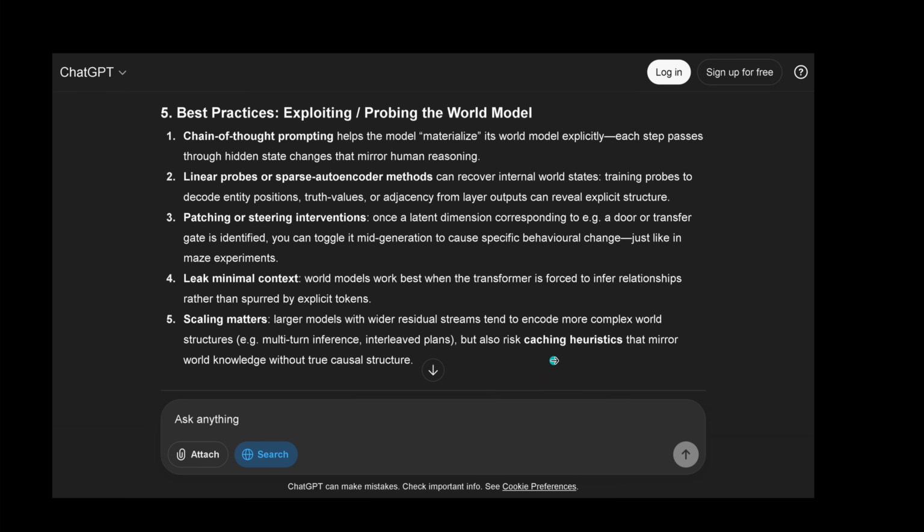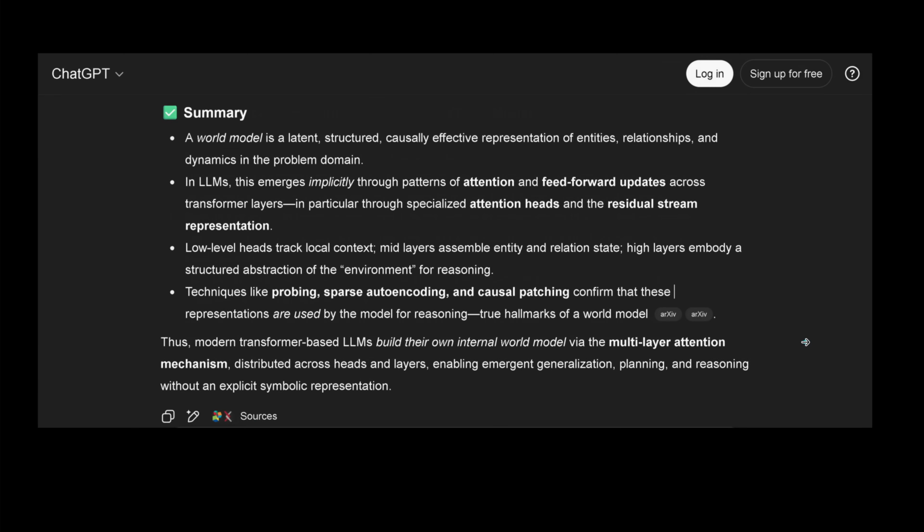So you get a very good idea about what a world model is just from a free ChatGPT, which is great. And we just had the search button pressed, no deep research, you had to pay for nothing. You get a summary: it's a latent, structured, causally effective representation of entities, relationships, and dynamics in the specific domain.